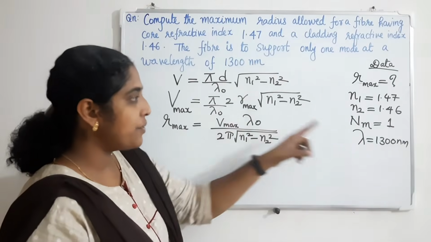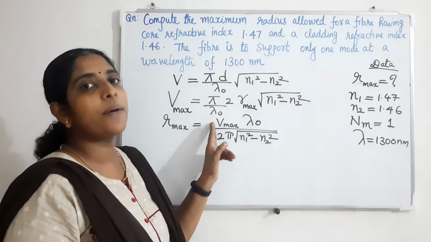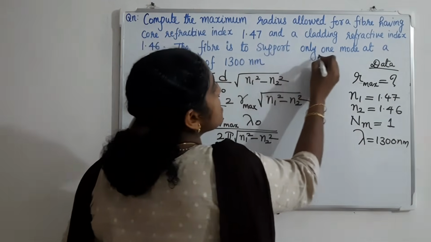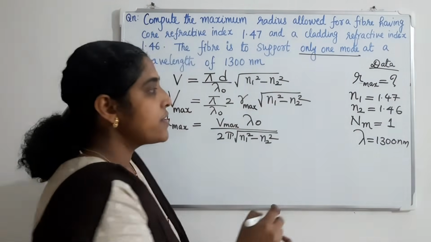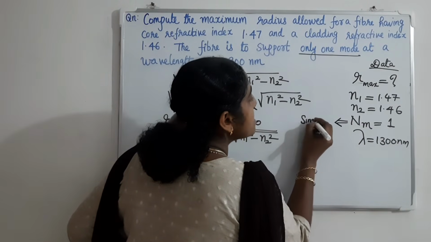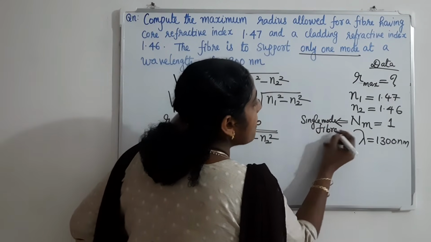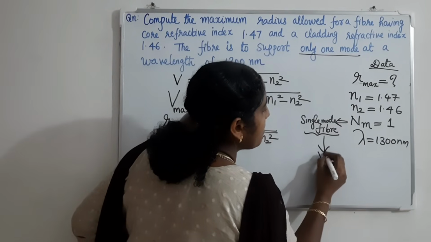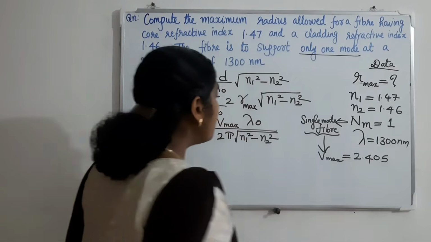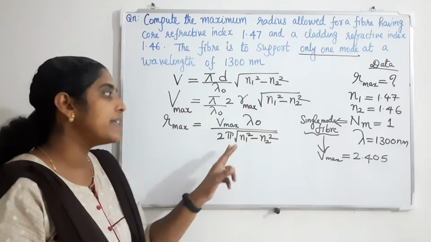Now the lambda value is given, and n1 and n2 values are also given. But we don't know the maximum value of V number. But it is given that this fiber can support only one mode. So only one mode means the fiber is a single mode fiber. For a single mode fiber, the maximum value of V number possible is 2.405. So we can substitute that maximum value in this expression.